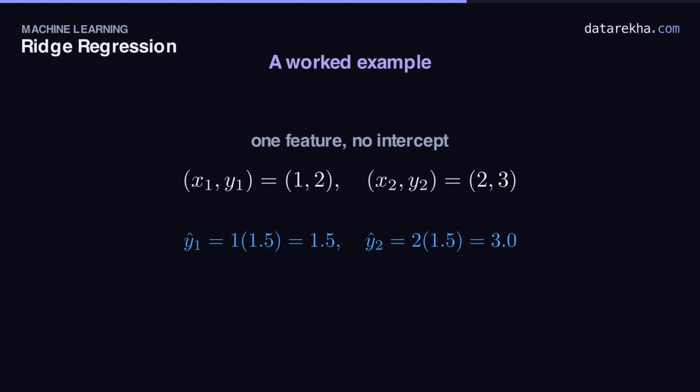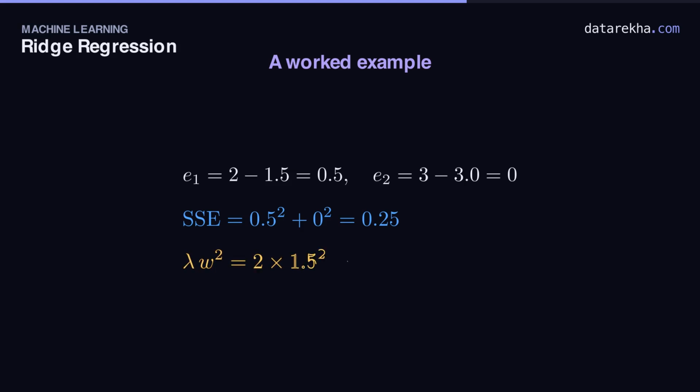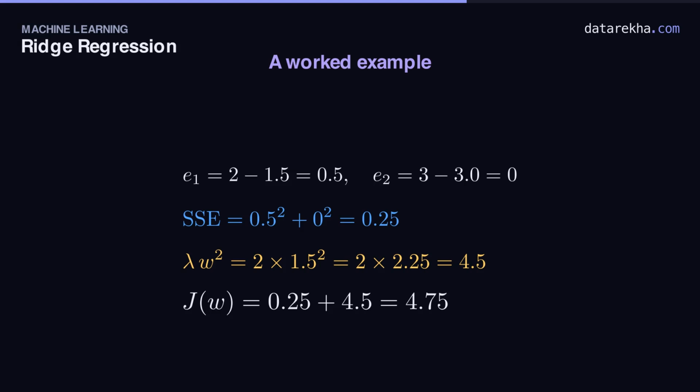The prediction for the first point is 1 times 1.5, so 1.5. For the second, 2 times 1.5, exactly 3. The errors are 0.5 and 0. So the fit term, the sum of squared errors, is just 0.25. Tiny, but the penalty is lambda times W squared. 2 times 1.5 squared, which is 2 times 2.25, 4.5. Add them, and the ridge objective is 4.75.